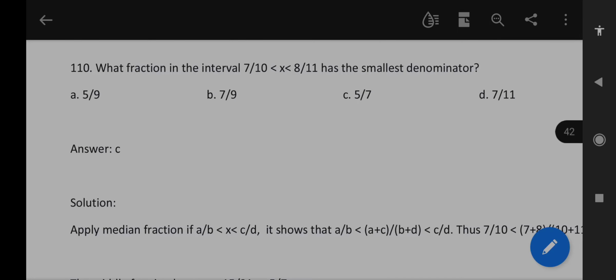110. What fraction in the interval 7 over 10 less than x less than 8 over 11 has the smallest denominator? Sagot daw dyan ang letter C, 5 over 7.